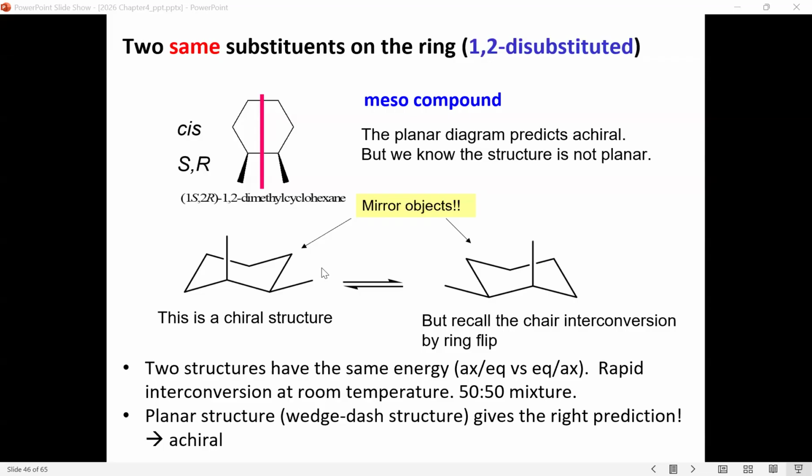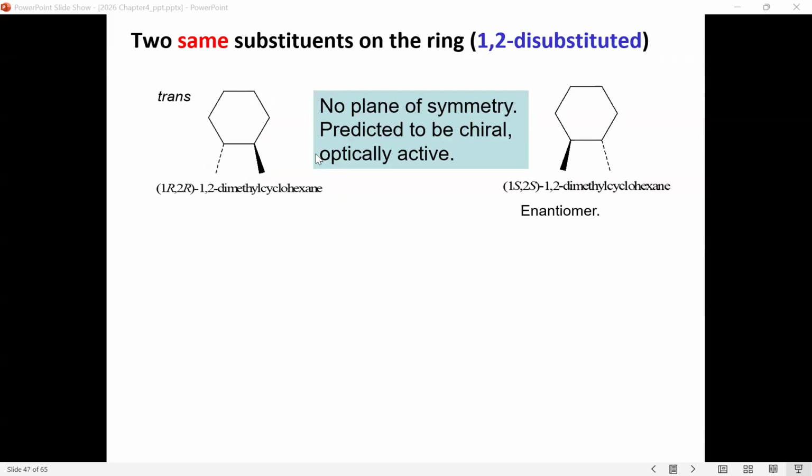The same thing applies to the trans-1,2-dimethyl cyclohexene. Definitely you cannot find any simple plane, so the trans should be chiral. It has its enantiomers: one is RR, one is SS.